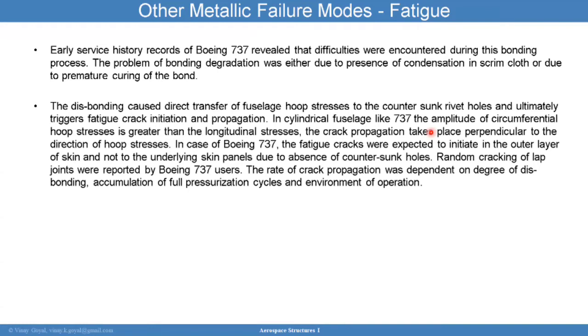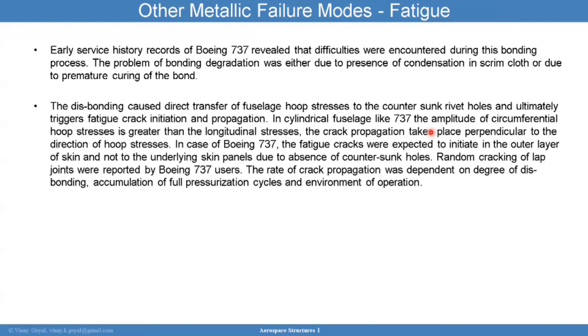So note that when you have a fuselage like the 737, the circumferential hoop stresses are quite great compared to the longitudinal stresses. And the crack propagation takes place perpendicular to the direction of the hoop stresses. However, in the case of the 737, the fatigue cracks were expected to initiate in the outer layer of the skin and not underlying skin panels. Because over there, we didn't have the countersunk holes.